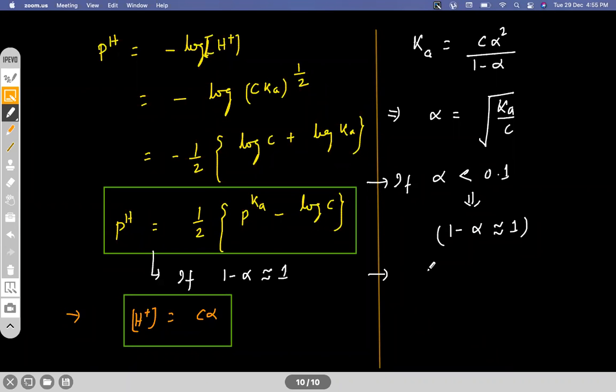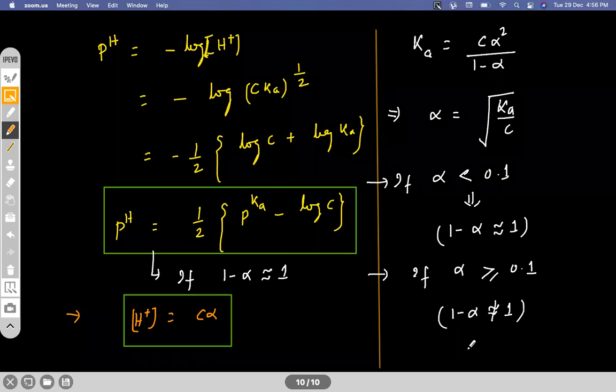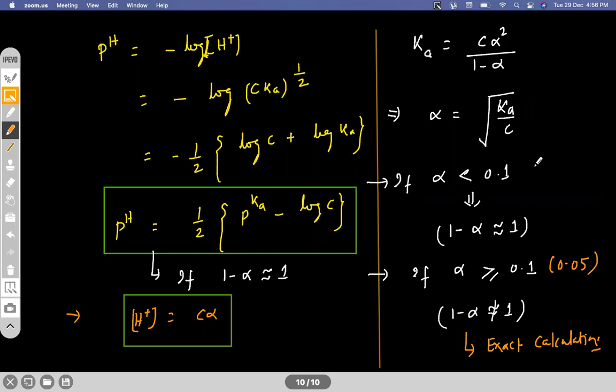But if the value of alpha you are getting is greater than or equal to 0.1, then we cannot assume 1 minus alpha to be 1. In this case, you have to do the exact calculation. Exact calculation means what? You have to solve this quadratic, get the value of alpha, find C alpha, and then the H plus concentration, and then pH. In some books, this value is written as 0.05 as well. That also you must take care of. So this is the condition on alpha under which we can take the approximation.